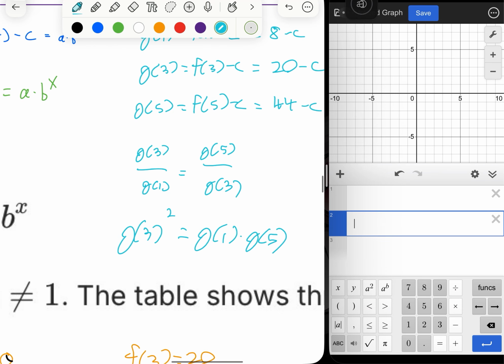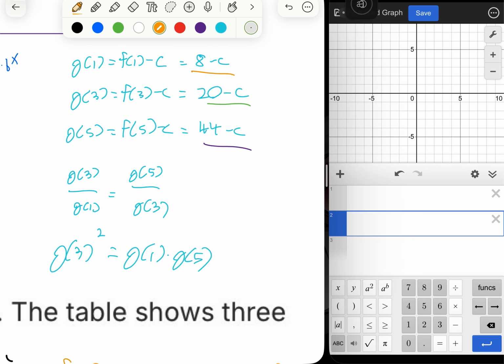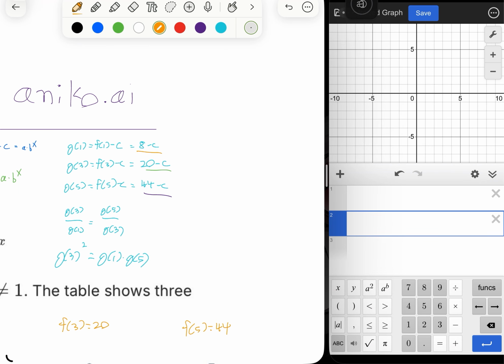And we already have the expressions for those, because g of 3 was 20 minus c, g of 5 was 44 minus c, and g of 1 was 8 minus c. So what you can do now is substitute those in. So you get 20 minus c squared equals g of 1, which is 8 minus c, times g of 5, which is 44 minus c.